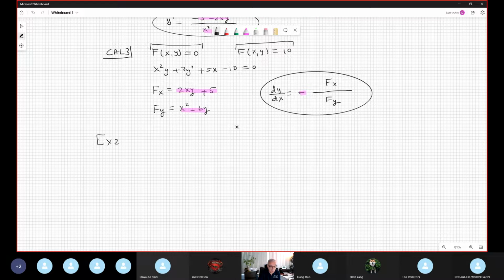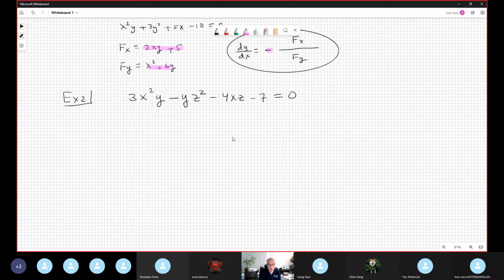Example 2. A little bit more complicated. It's 3x squared y minus y z squared minus 4xz minus 7 equals 0. Cool. In this case, it's more complicated because we have x, y, and z. You need to find the partial derivative of z with respect to x, the partial derivative of y with respect to x, the partial derivative of z with respect to y, for example.